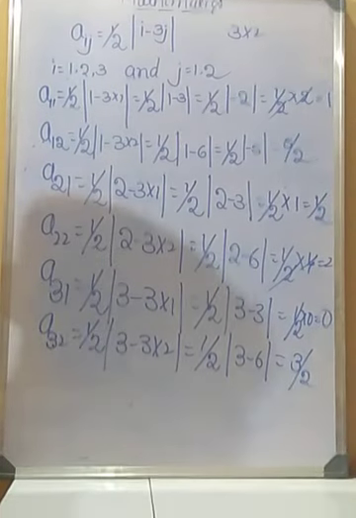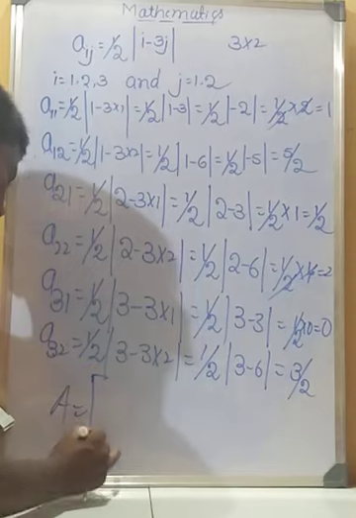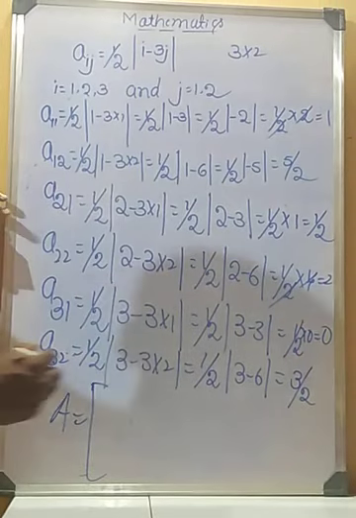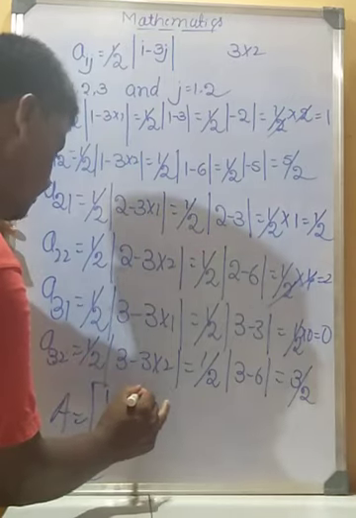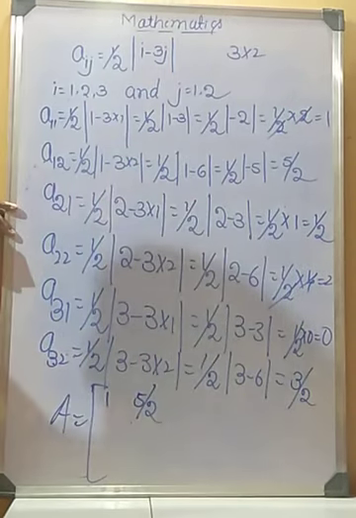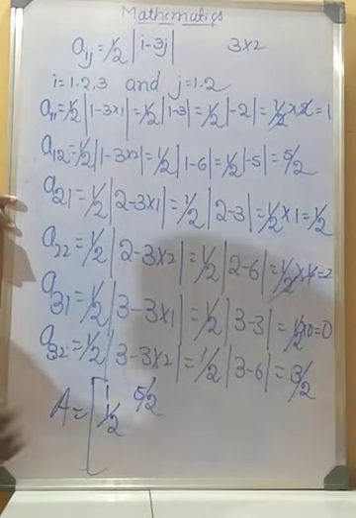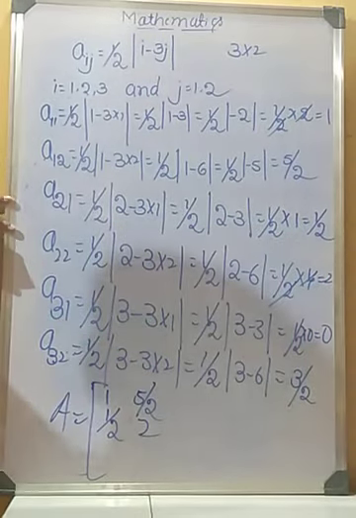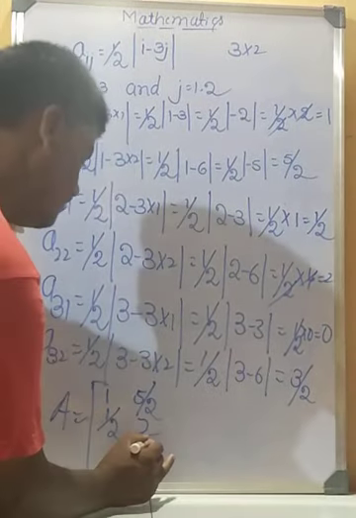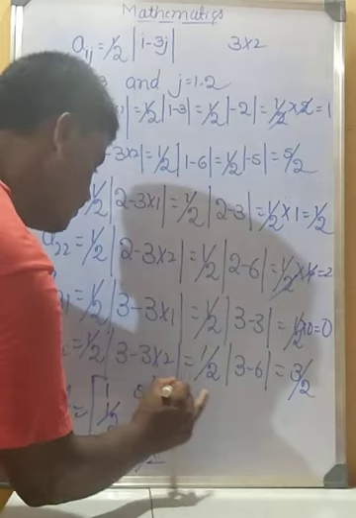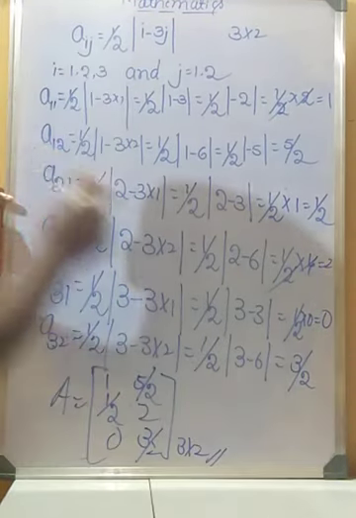So finally the required matrix A equals A11 is 1, A12 is 5 by 2, A21 is 1 by 2, A22 is 2, A31 is 0, A32 is 3 by 2. So this is the 3 cross 2 matrix. Stop.